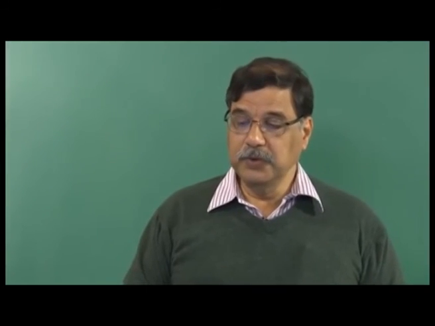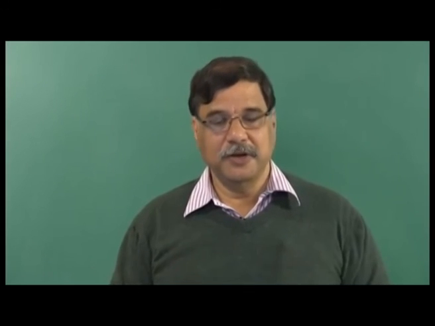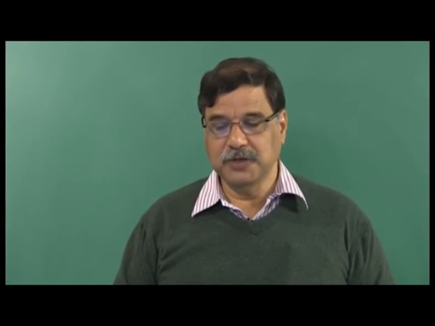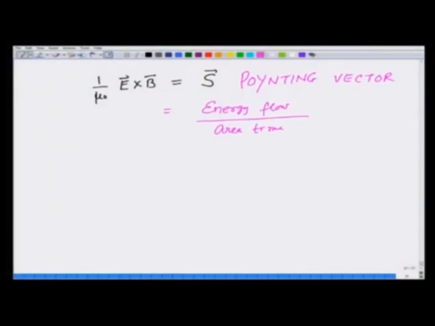Next, we will do some examples to illustrate that E cross B over mu 0 is really the energy flow, and it satisfies the equation dW/dt plus d by dt of E electromagnetic equals integral dS prime dot S, the Poynting vector.